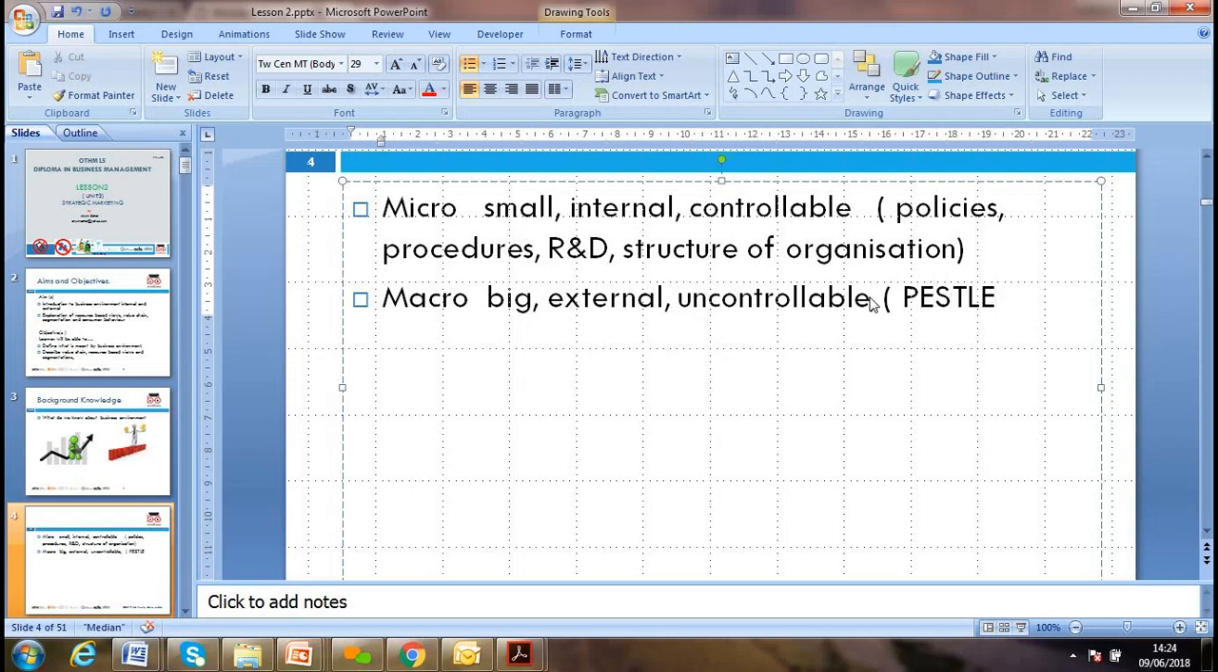PESTLE, or we call it PEST: political, economic, social, and technological environment. We can't change it. We have to adapt to it. Yes, political party ideology, the government in power in each country, we can't change them as a company. So we need to adapt to them. So what we'll go through today in our discussion of this lesson will be the external and internal environment.